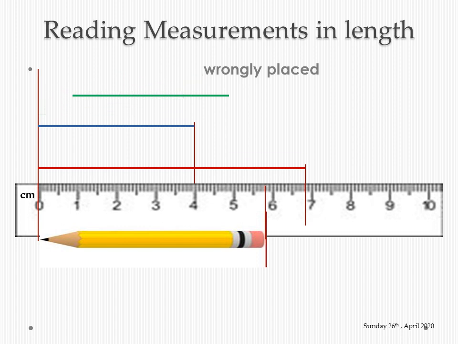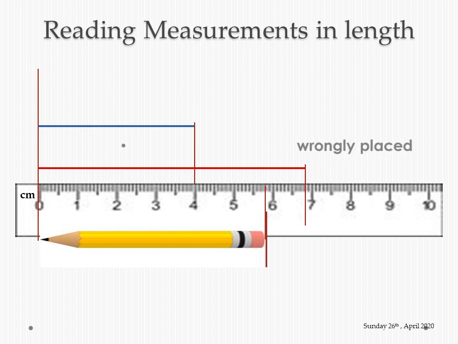The second line is not touching the beginning where 0 is. It's not touching it. So it's equally not going to give you a proper measurement. So it is wrongly placed and it cannot be rightly measured.